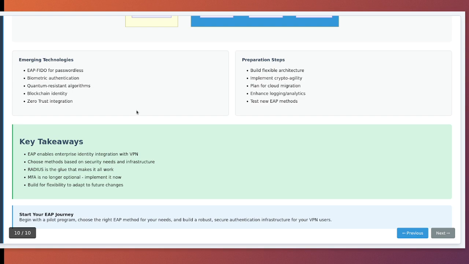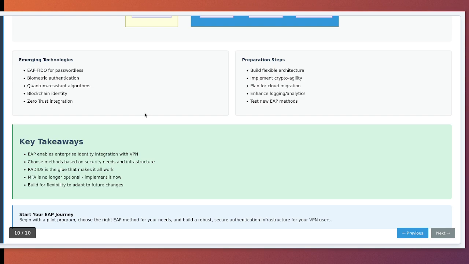The integration between EAP and cloud identity providers is accelerating. Azure AD, Okta, and others now offer cloud RADIUS services that integrate seamlessly with their identity platforms. This enables sophisticated conditional access policies that consider user risk, device compliance, and location. The future VPN gateway might be a simple IPsec terminator with all intelligence in the cloud.